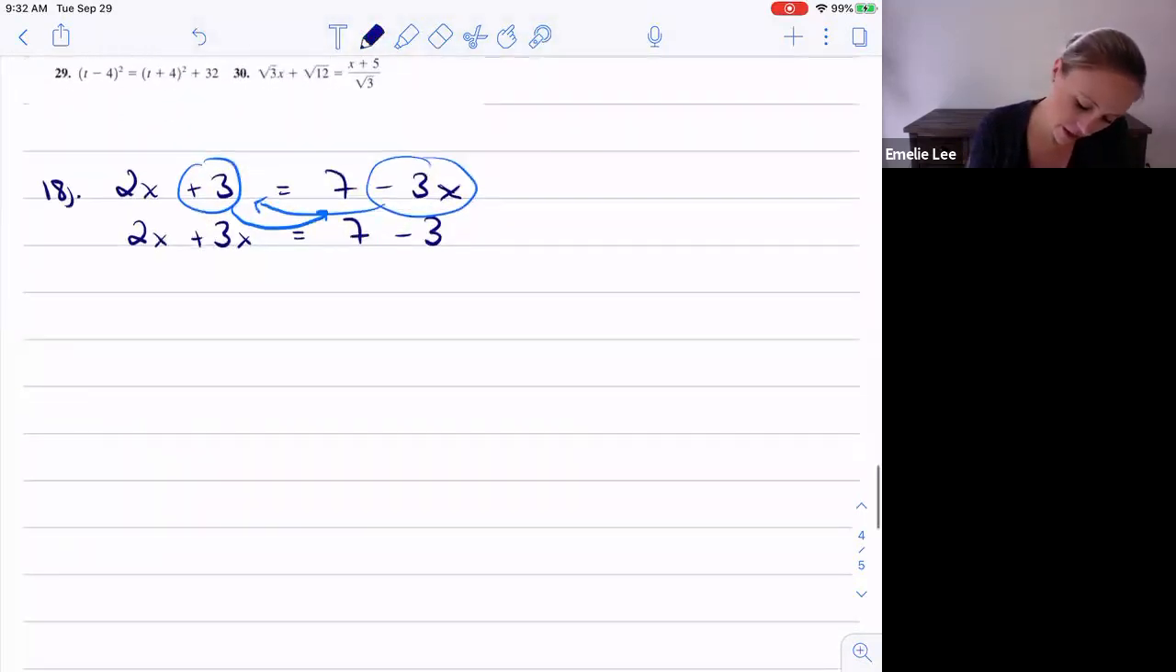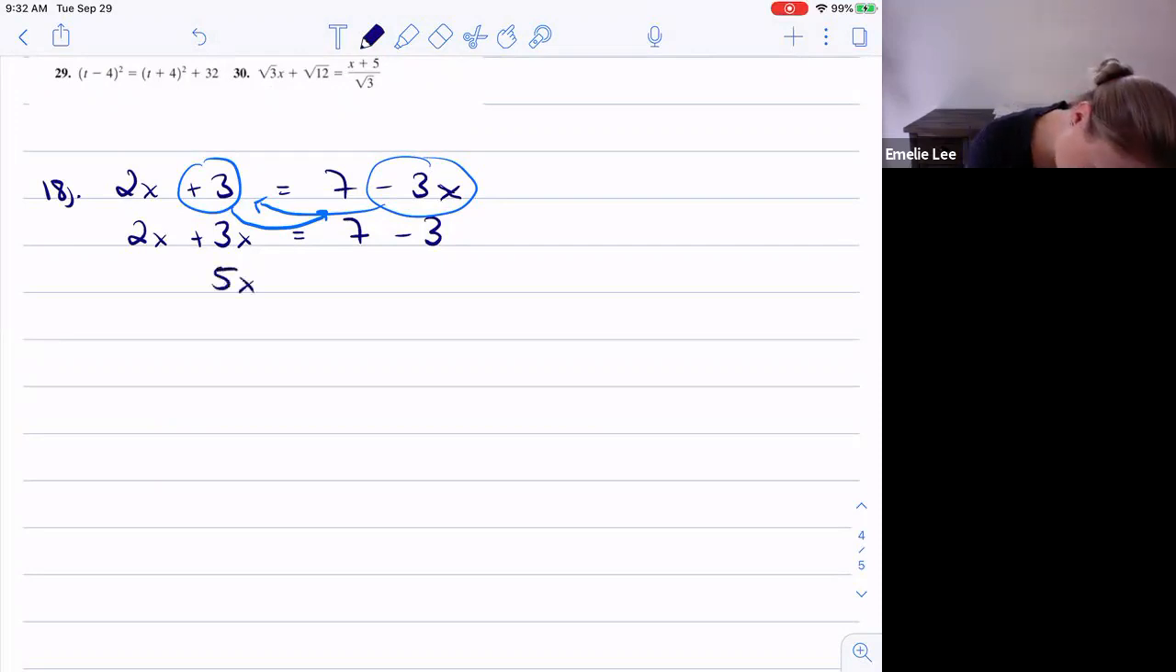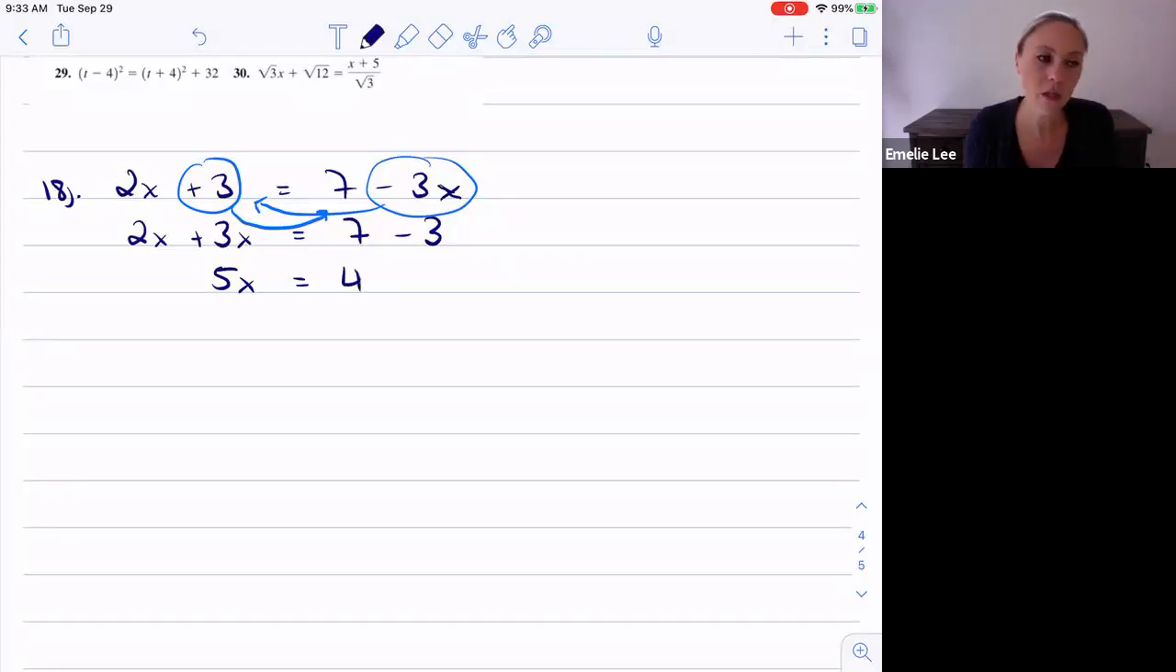Okay. 2x plus 3x, right? We can pull out that common x and then just add the coefficients, or if you're comfortable, we can just do 2 plus 3x. So it puts us at 5x is 7 minus 3. 7 minus 3 is 4. So then if I want to get x on its own, x is going to be 4 divided by 5. And that's it.